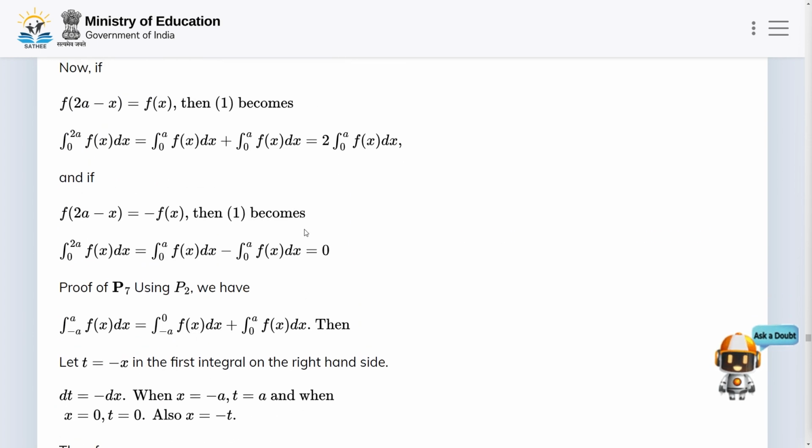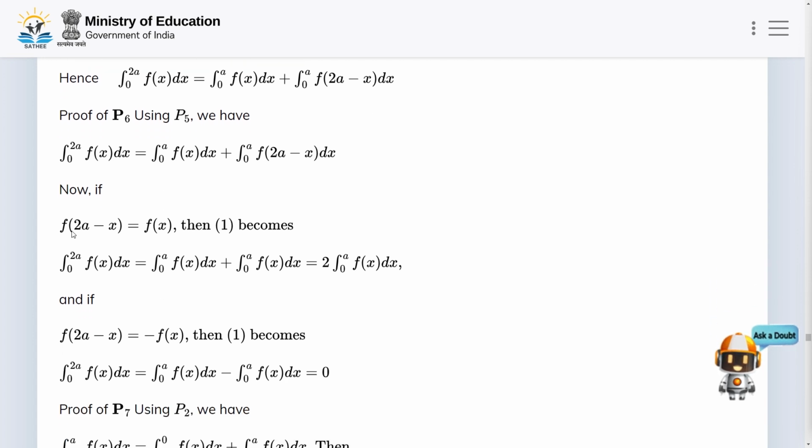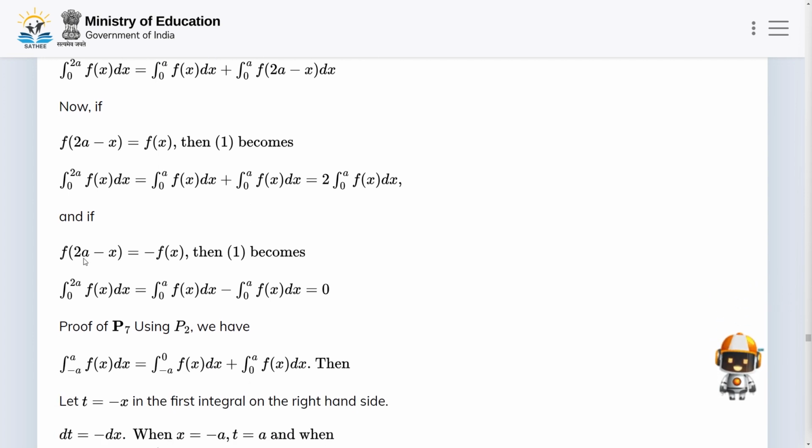Okay, we already have this from P5. Now if f of 2a minus x is f(x), then this integration becomes the integral from 0 to a of f(x) dx. You can add them. This will be twice the definite integral from 0 to a of f(x) dx. Now if f of 2a minus x is equal to minus f(x), then your definite integral from 0 to 2a of f(x) dx reduces to 0.